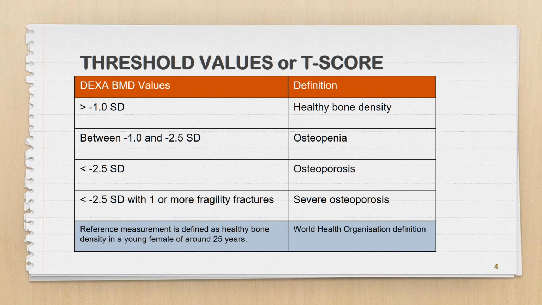You can see from the various values and definitions here. Above -1, you have healthy bone density. If your T-score is between -1 and -2.5, you're categorized as having osteopenia. If it is lower than -2.5, that's osteoporosis. And if you're lower than -2.5, and you've had one or more fragility fractures, that's categorized as having severe osteoporosis.